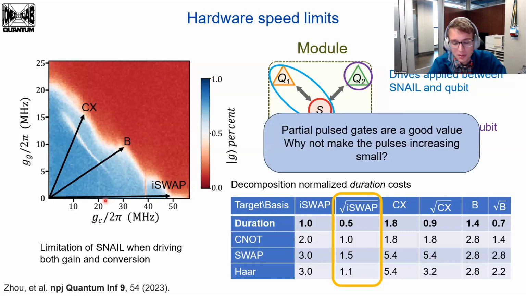Of course, the square root of iSWAP improves over iSWAP because we have half the duration. And that makes us wonder, why don't we just continuously take smaller and smaller fractional components of our basis gate? Why don't I take quarter root iSWAP or eighth root iSWAP? And this is the question that we'll address next.